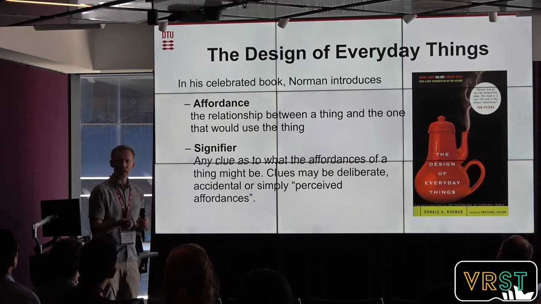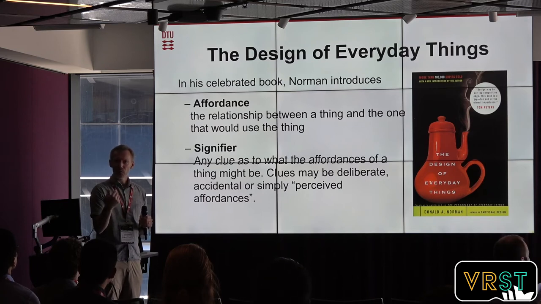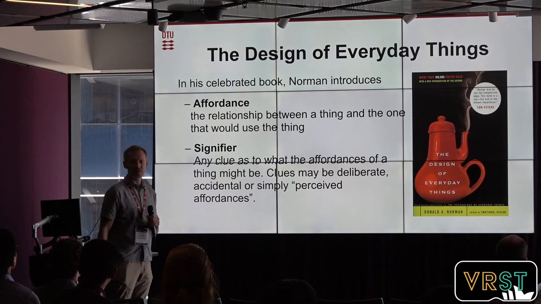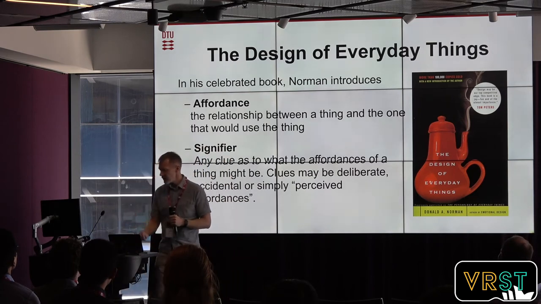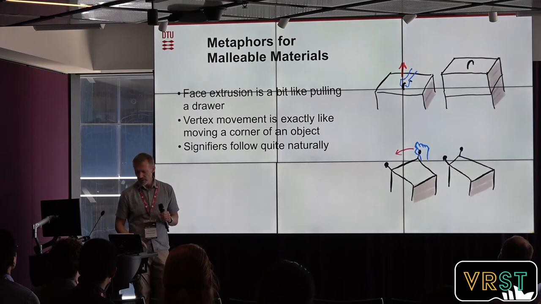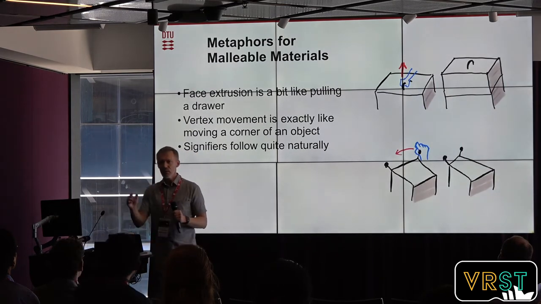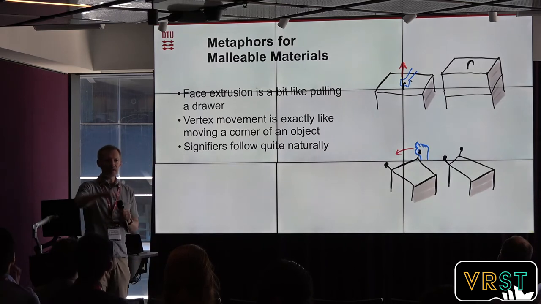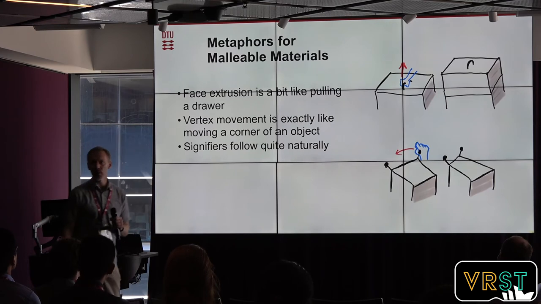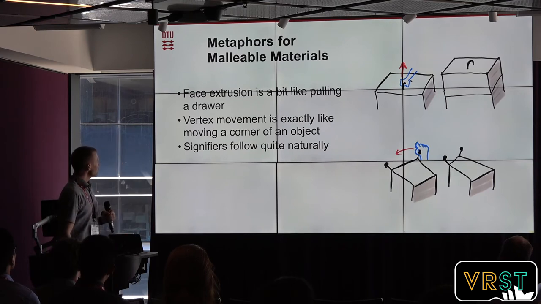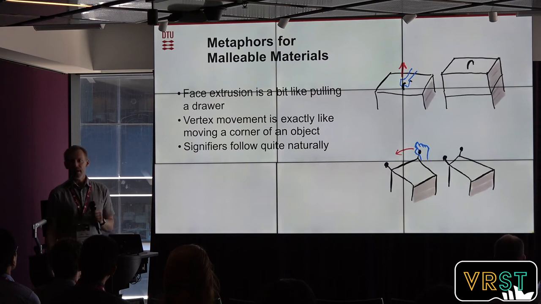So that's really our starting point. We're thinking, okay, we want the object to be a machine for manipulating itself, and we need to put some signifiers on the object that make it clear what we can do. Now, what is it that we can do? Well, it's a mesh, right? And one of the things we definitely wanted to do was to do face extrusion. So basically take a quad and put it out to add more geometry. And face extrusion is a little bit like pulling out a drawer. So the signifier came quite naturally.